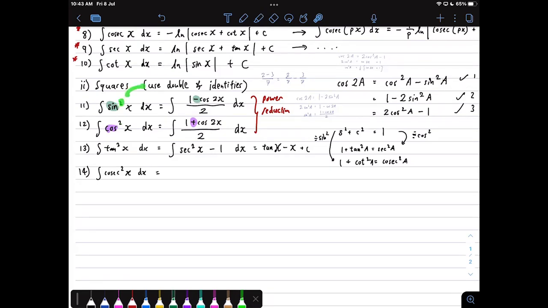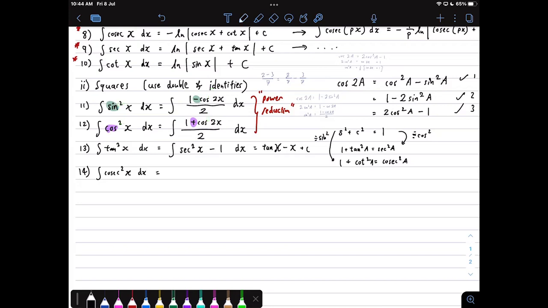Power 2 drops down to cosine power 1. Now you reduce the power. This is what we call power reduction, a fancy name to describe this. Once it's power 1, it's linear, then we can proceed to integrate it. When it's power 2, we cannot.